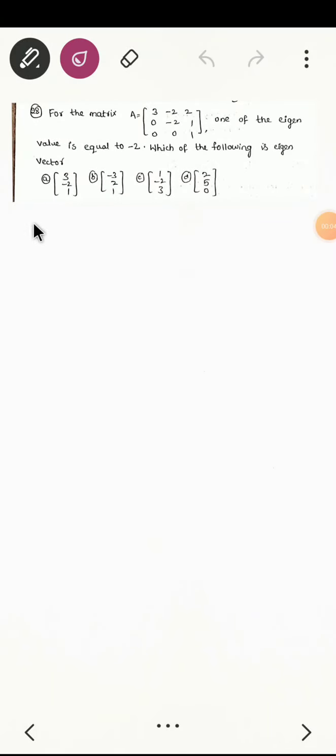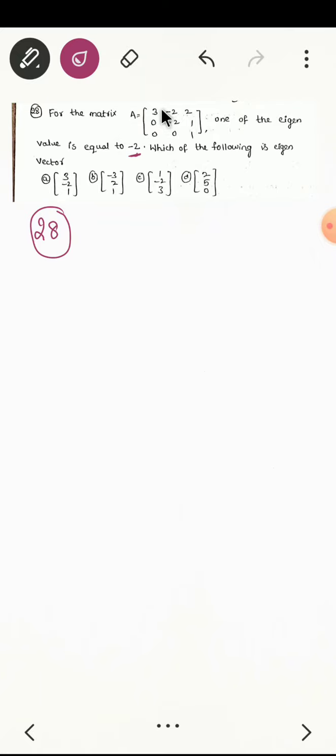Let us solve problem number 28. For the matrix, they have given one of the eigenvalues directly as -2. That means we write the matrix as (3 minus lambda), (minus 2 minus lambda), (1 minus lambda). We will write that thing. Then they are saying directly that one eigenvalue is -2.